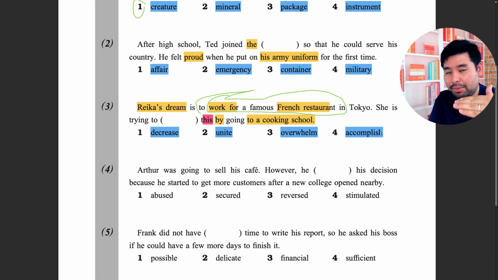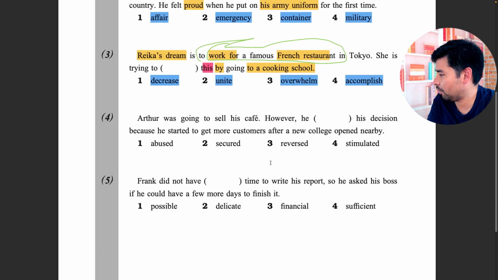Increase is to get the numbers higher, get the percentage higher. So decrease is to get the percentage down. So is she trying to decrease her dream to work for a famous French restaurant? I don't think so, right? Anyway, unite means put it together. And then we have overwhelm and accomplish. So check these two words by yourself. Check the meaning on Macmillan Dictionary, analyze and then do it for me, right? So next one, number 4.